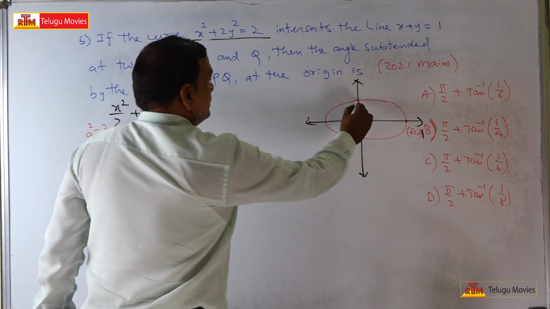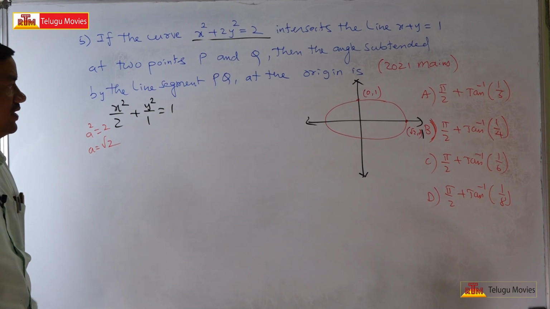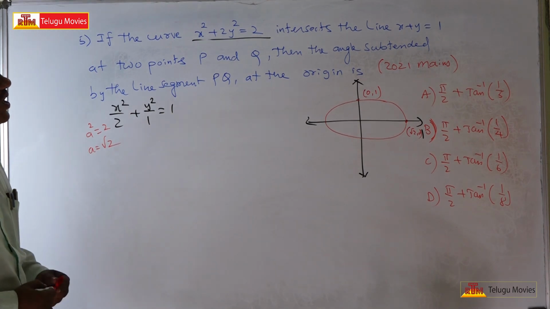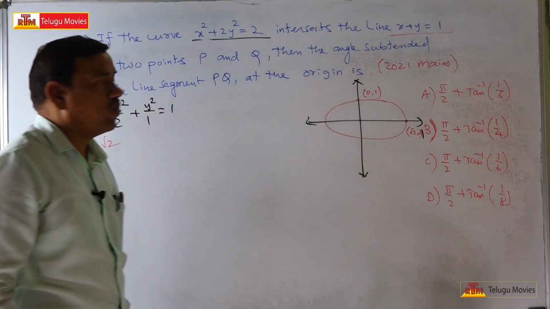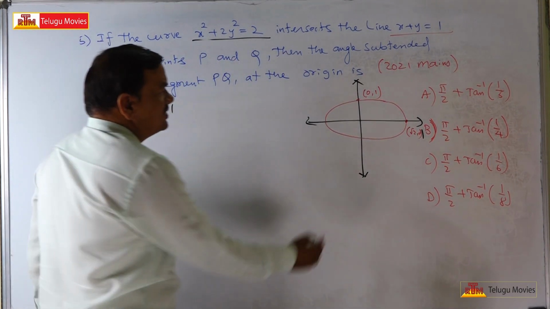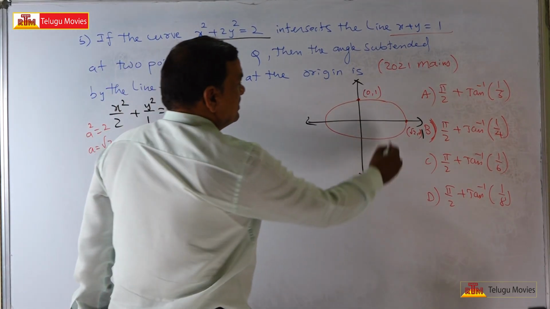And this point is (0, 1). So here b square is equal to 1, therefore b is equal to 1, giving the point (0, 1). Now coming to the line, one more line is there, x plus y is equal to 1. So the x intercept is 1. That means this point lies on the ellipse, and the y intercept is also 1.